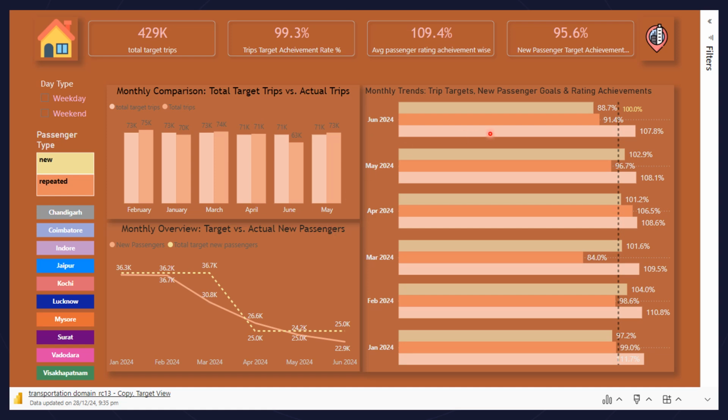Moving on to this visual, we can see by what percentage in each month the trip targets, new passenger goals, and rating achievements have been met. We can navigate to the home view as well as the city view from this dashboard, and we can filter the data on this dashboard based on day type, passenger type, and the city as well.